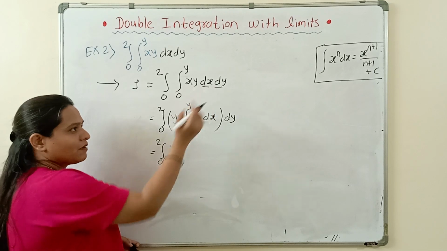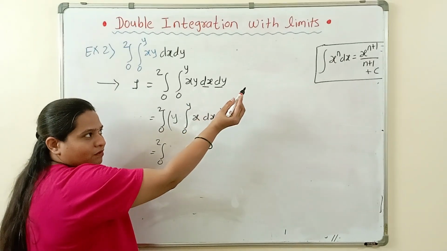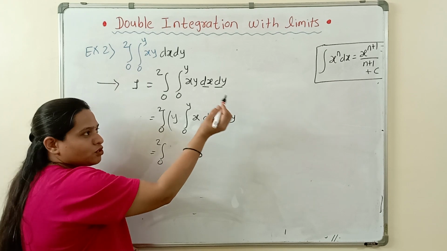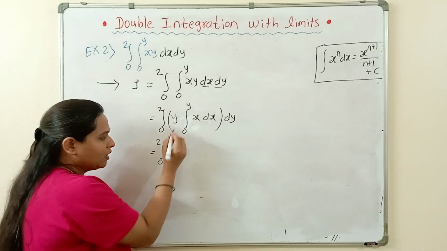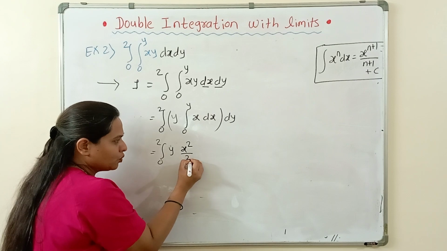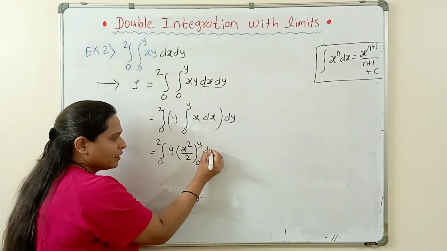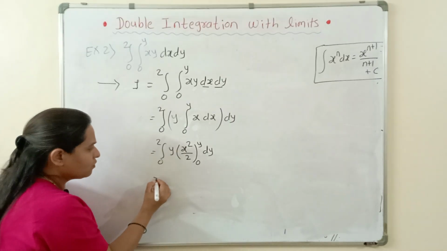So now use the same formula here. Here the power of x is 1. So the value of n will be equal to 1 in that formula. So just put n is equal to 1 in that formula. So it will be x square divided by 2. And put the limit from 0 to y, and then integrate with respect to y.